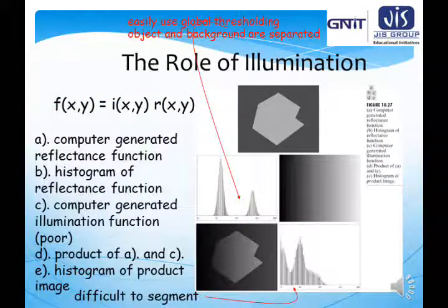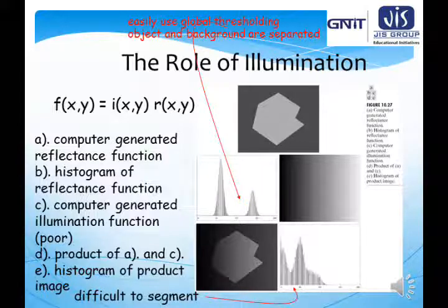Now illumination has a very important role in the thresholding technique. Here we can see some images. The first image is the computer generated reflectance function, and the second is the histogram of this reflectance function. The third image is the computer generated illumination function, the fourth image is the product of A and C, and the last image is the histogram of the product image.